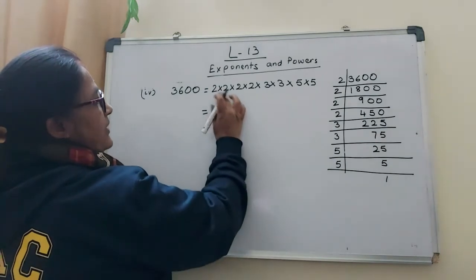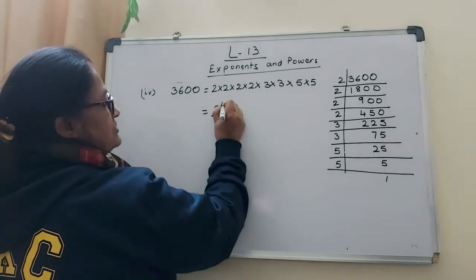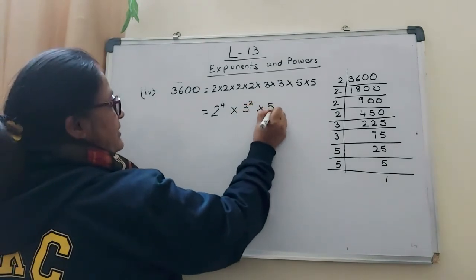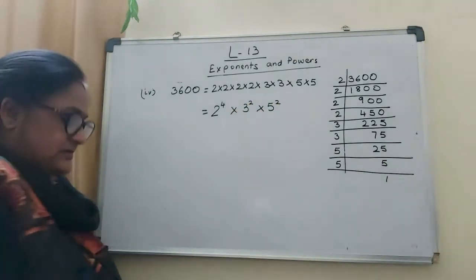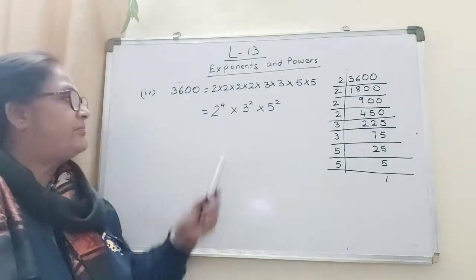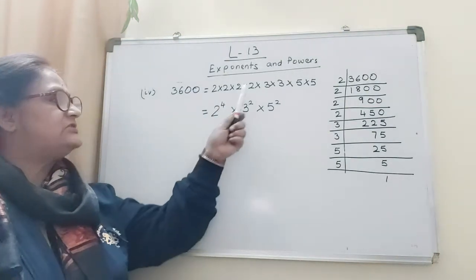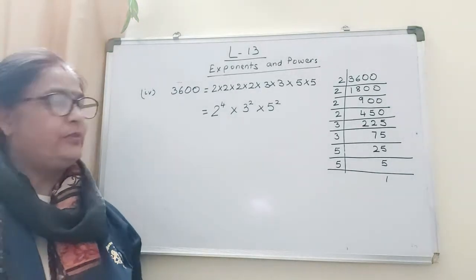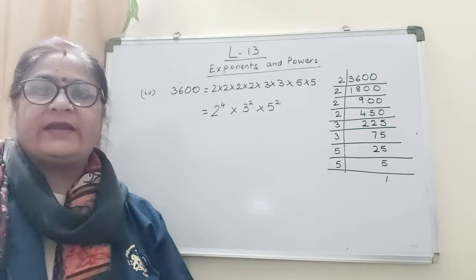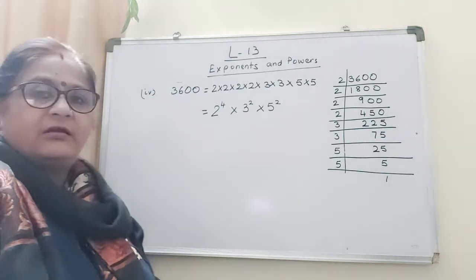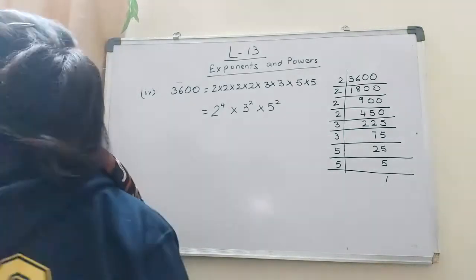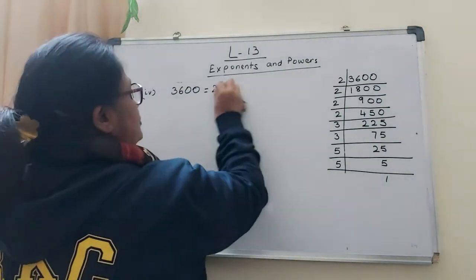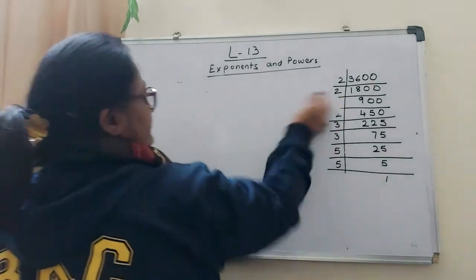2 is coming 1, 2, 3, 4 times. So 2 raised to the power of 4. 3 is coming 2 times and 5 is coming 2 times. So your answer here will be 2 raised to the power of 4 multiplied by 3 raised to the power of 2 multiplied by 5 raised to the power of 2. Now all these 5 sums, you will be doing in your classwork book. Next, this will be for your prep. Do it in your classwork book.